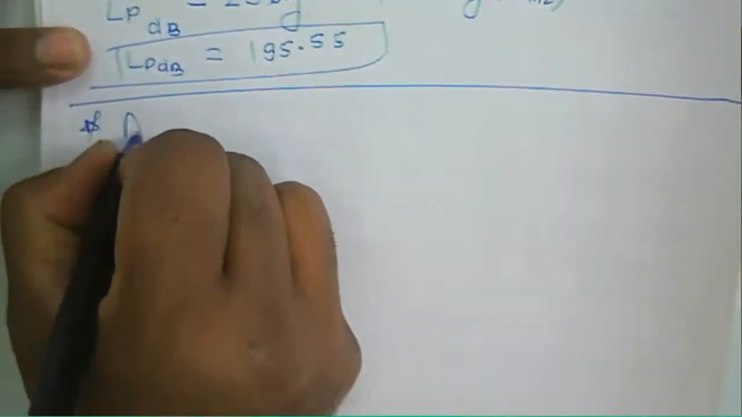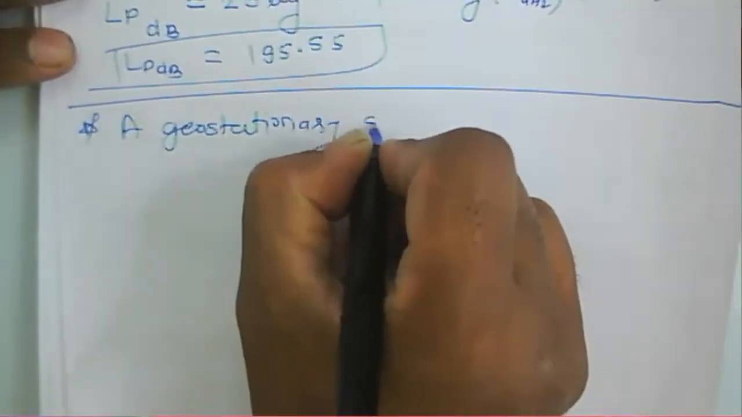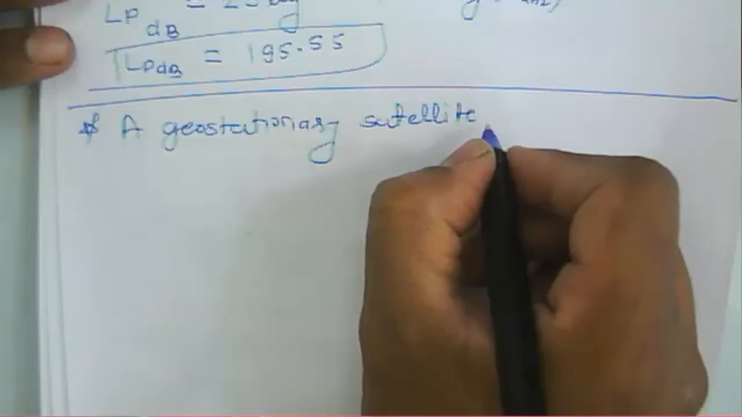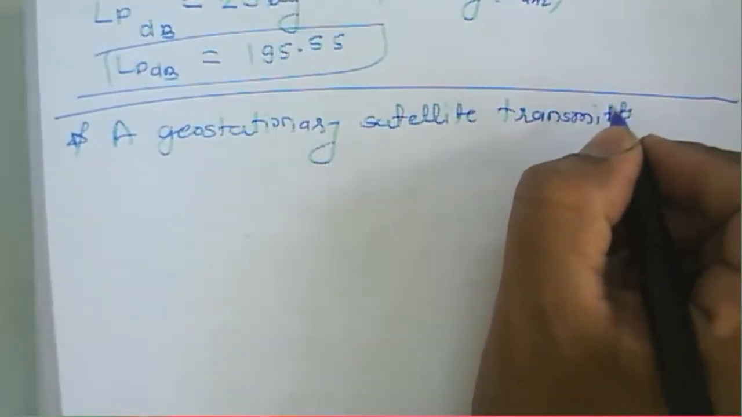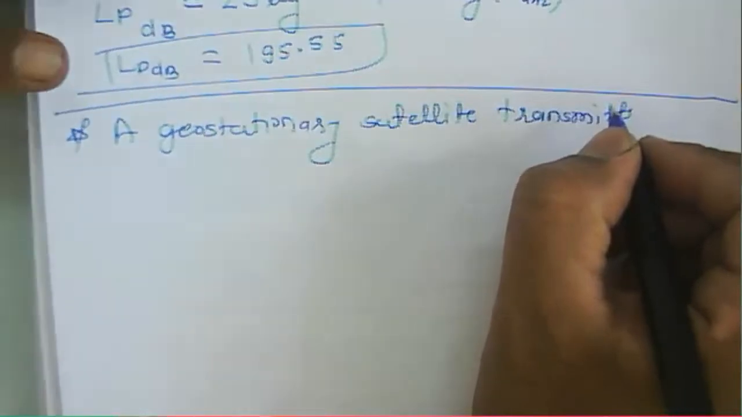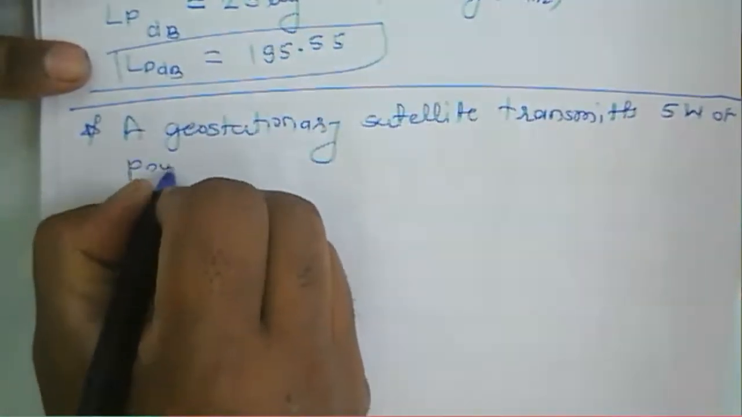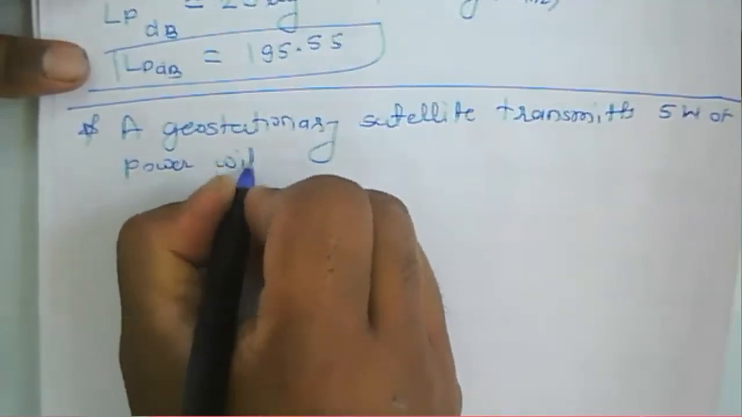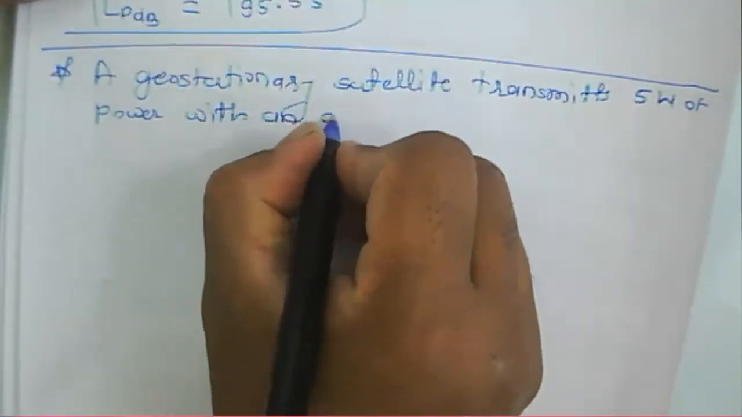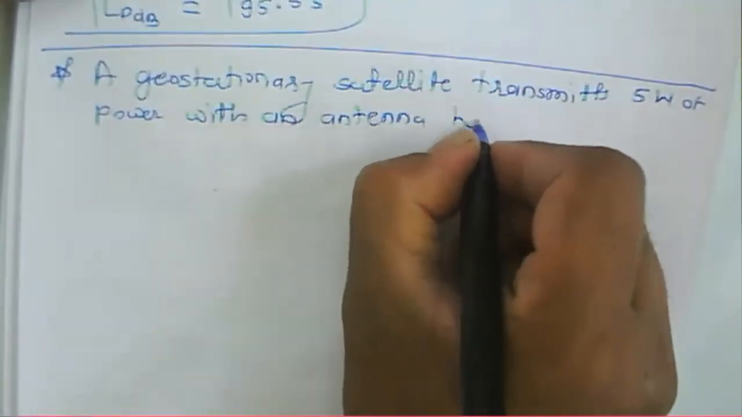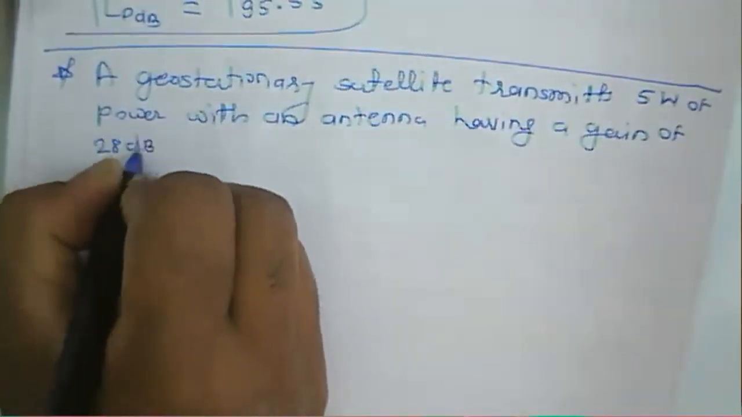Next, a geostationary satellite transmits 5 watt of power with an antenna having a gain of 28 dB.